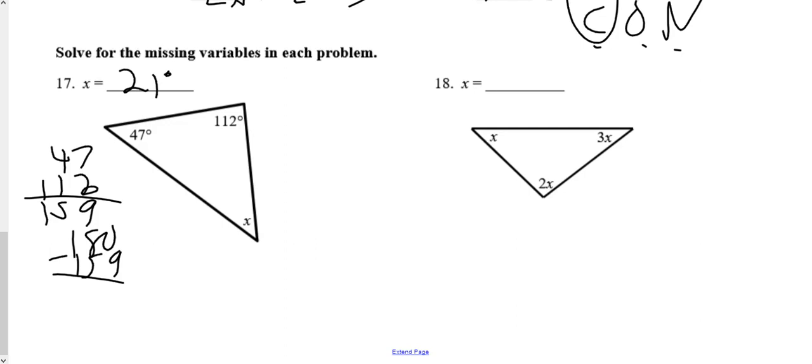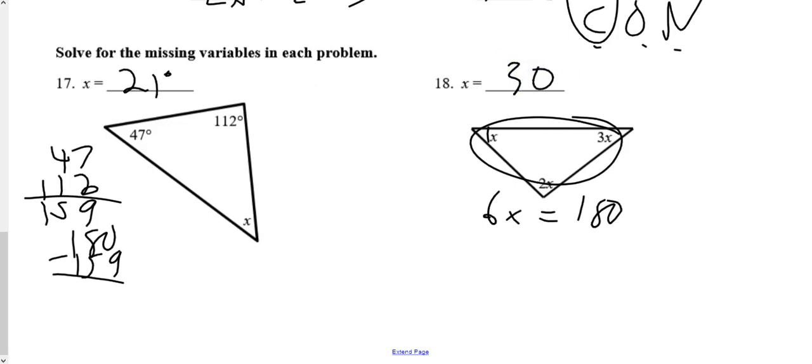This one, we know that all three of these add up to 180, so we can actually write that out, or we can just do it in our head. 3 plus 2 plus 1, remember that's 1. 6x equals 180. So 3x plus 2x plus 1x. Divide by 6, x equals 30. Now it's not 30 degrees, it's just 30. And this ends up being 30, 60, 90. Even though that doesn't look like a 90-degree angle.